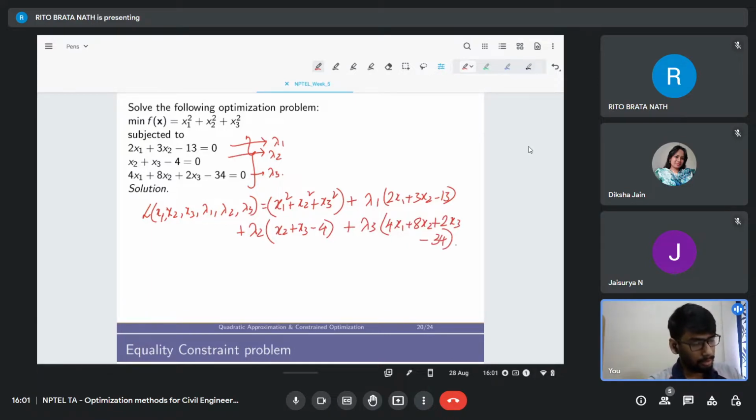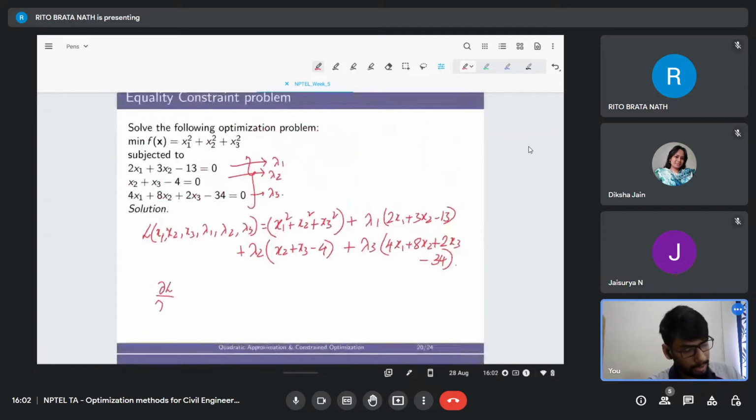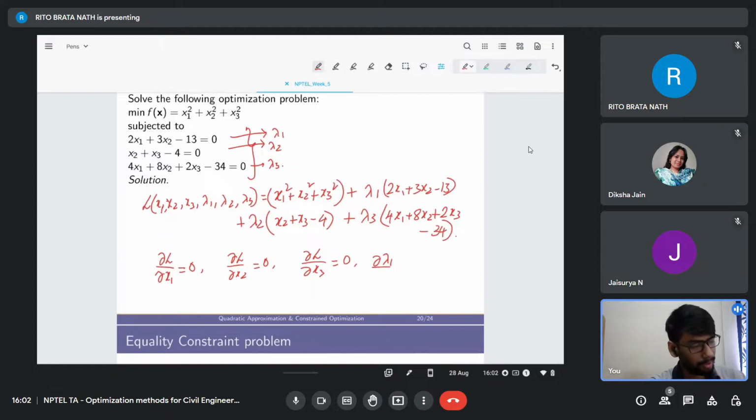Here also, you have to do del L by del x1 equals 0, del L by del x2 equals 0. So you have to calculate those expressions. I'm not writing it entirely. Then this part will be del L by del lambda 1.